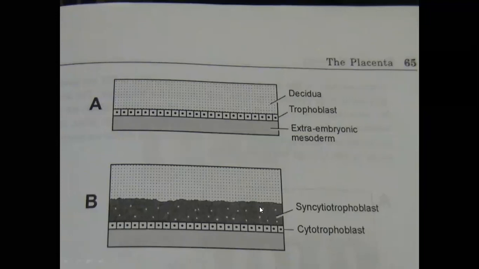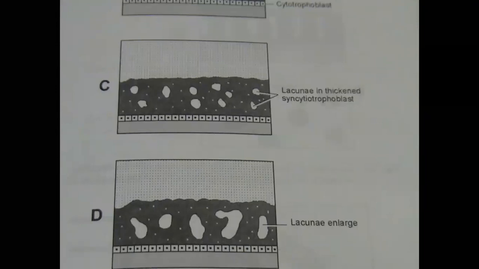This is how the primary villus is formed. Now the primary villus is formed by cytotrophoblast and syncytiotrophoblast. Once the cytotrophoblast layer multiplies, later on spaces appear in the syncytiotrophoblast. These spaces are known as lacunae. Lacunae are the spaces within the syncytiotrophoblast.